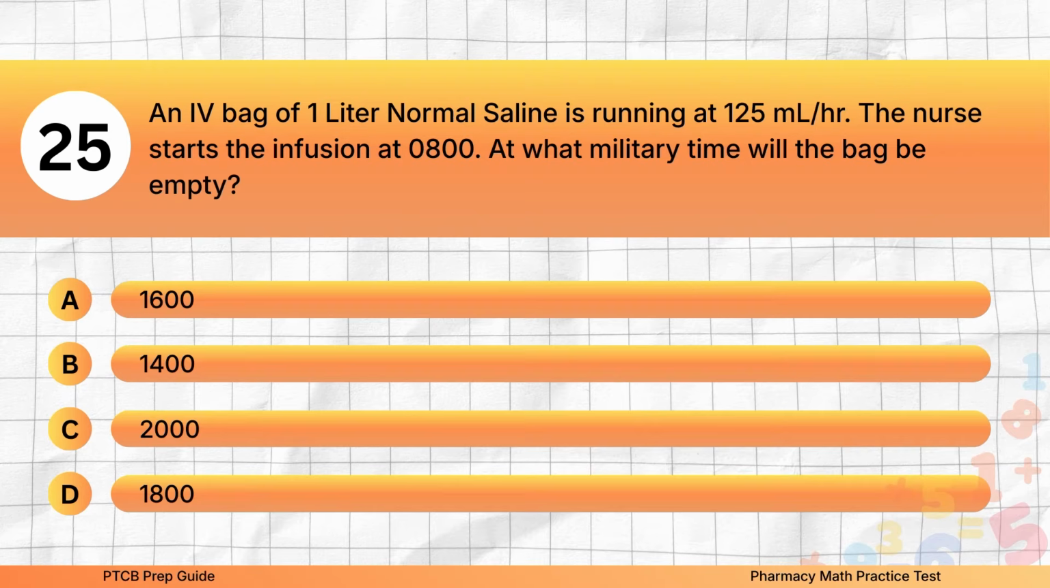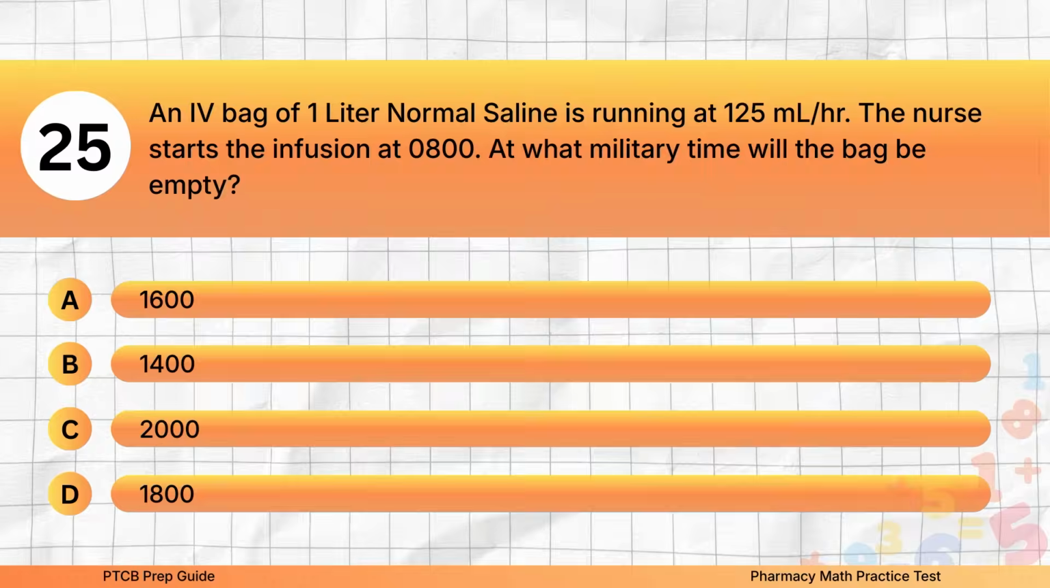Let's figure out an infusion time. An IV bag of 1 liter normal saline is running at 125 milliliters per hour. The nurse starts the infusion at 0800. At what military time will the bag be empty? A 1600, B 1400, C 2000, or D 1800? Hit pause and calculate the duration.